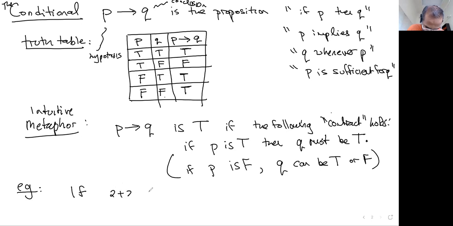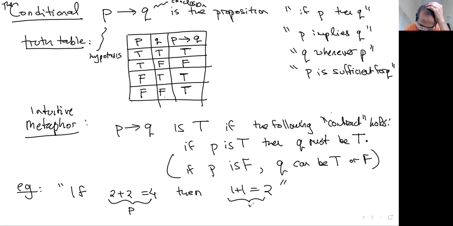If 2 plus 2 equals 4, then 1 plus 1 equals 2. Okay, so here's a proposition. It's a conditional, right? It's an implication that the first statement, P, implies the second statement, Q. Now, P is true, and Q is also true. Is the conditional true?